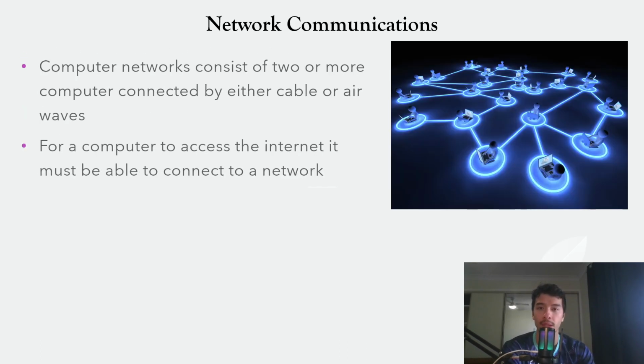Okay. Now, network communications. Computer networks consist of 2 or more computers connected by either cable or airwaves, e.g., Wi-Fi. For a computer to access the internet, it must be able to connect to a network. As you can see here, these are people connecting via cable or Wi-Fi, and that creates a network of information.